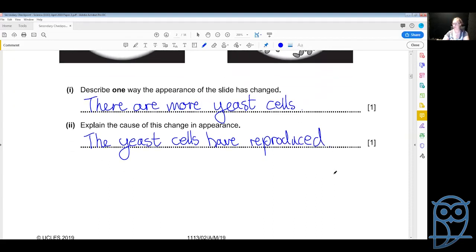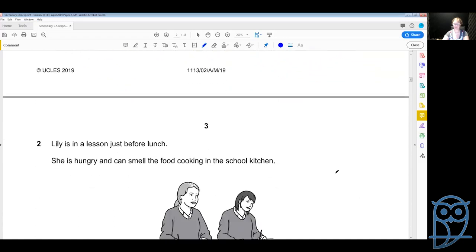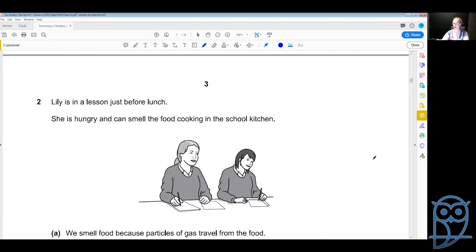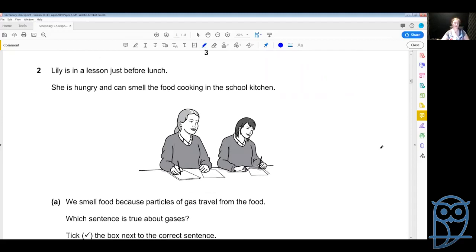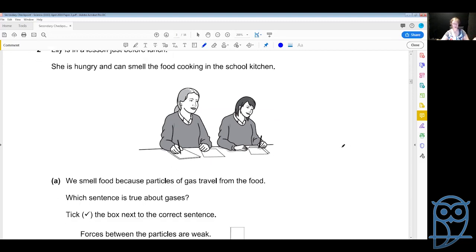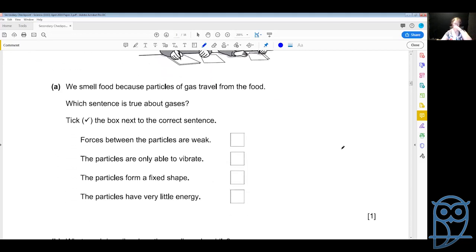Okay. If you guys have a question or you want me to stop at a question and explain it further, you're welcome to let me know. Okay. Question 2 says that Lily is in a lesson just before lunch. She's hungry and can smell the food cooking in the school kitchen. So now we need to answer some questions.